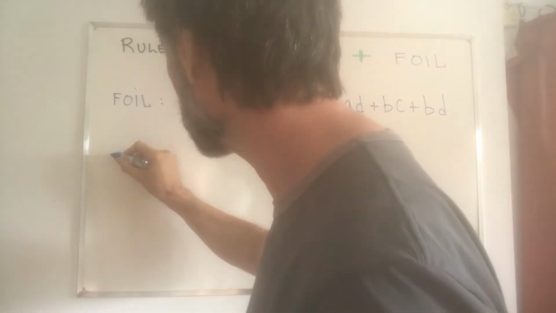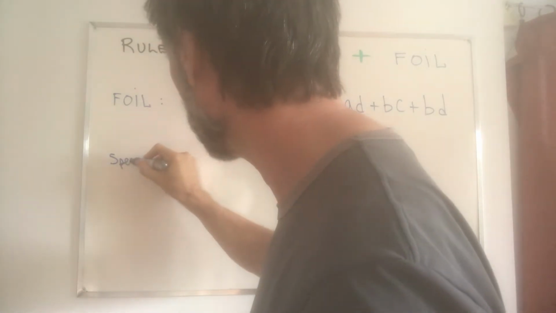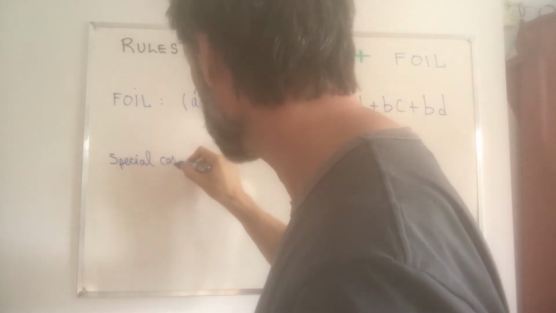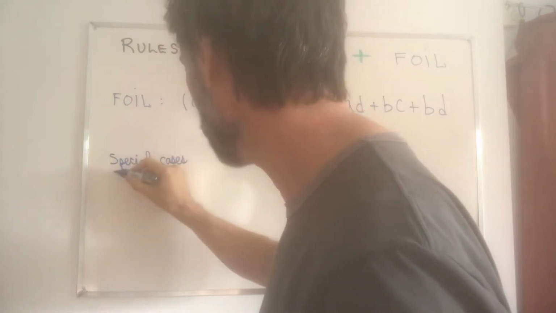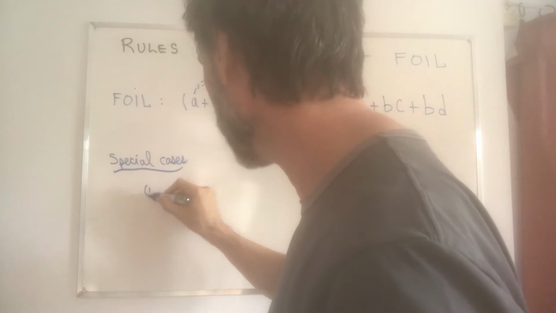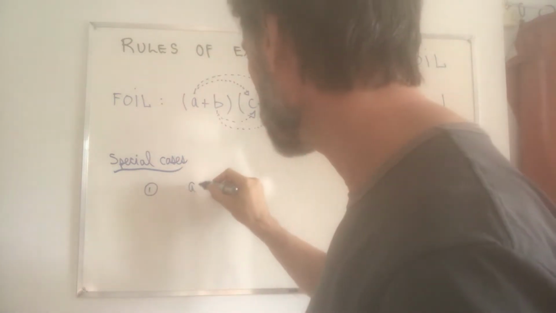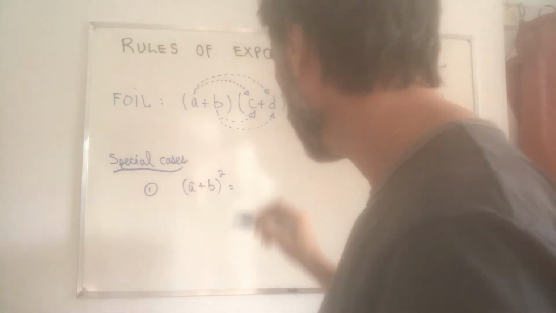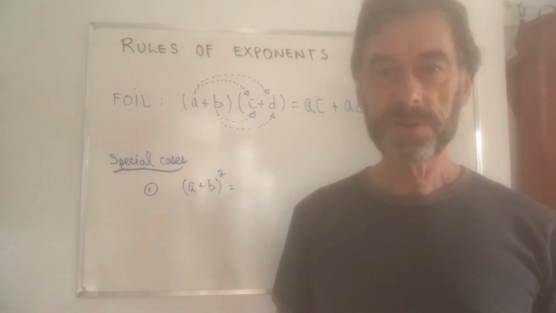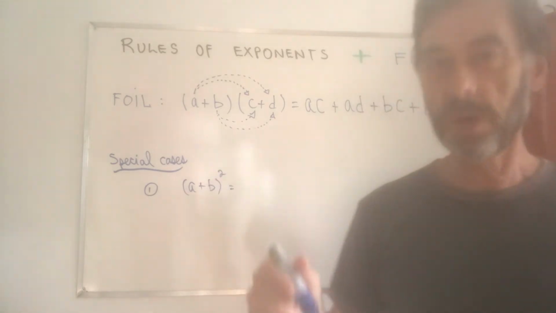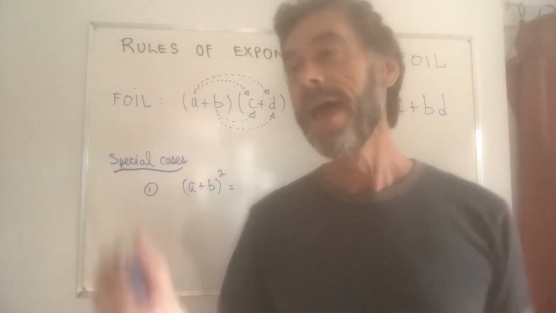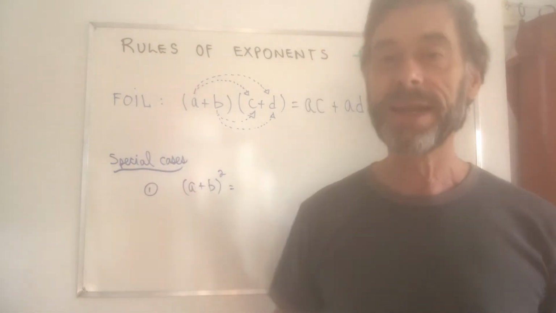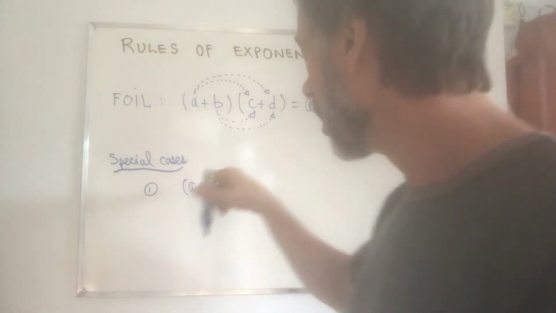A special case of the FOIL that we are going to encounter today. Special case. There's actually two of them. So number one, here's A plus B squared. Aha. A plus B squared we're going to encounter in this course a lot. Why? Because we're going to encounter this a lot in Calculus 1. Everything we're doing in this course actually relates to Calculus 1. I mean, everything. So how would you do this?